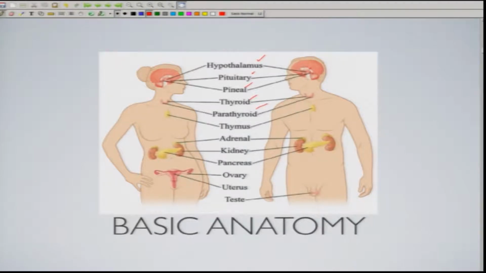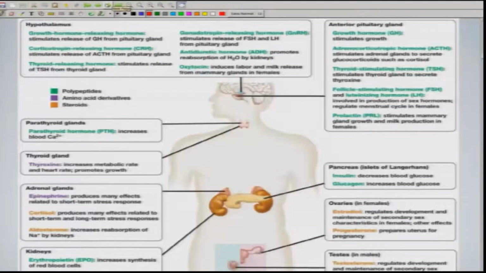Parathyroid, again this is common. Adrenal, just on top of the kidney, although you haven't covered the kidney yet, but soon we will cover it. Then you have the pancreas. Then you have the ovaries, which are unique to the females, uterus, which is unique to the female, and the testes, which are unique to the male. Okay. So, this is a chart which I prepared for you, so that you have an idea about all of these.